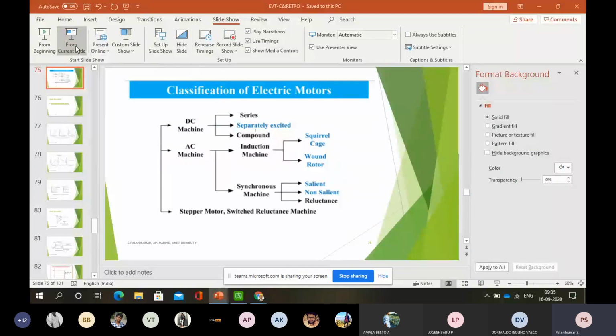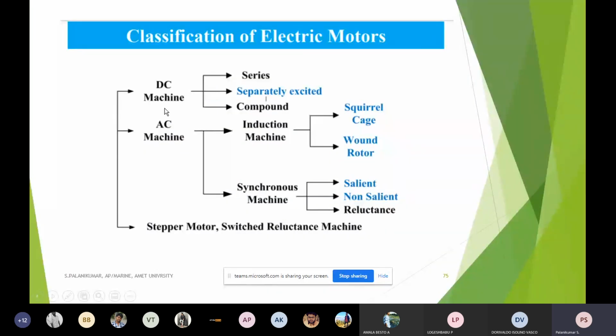Any clarification on this classification of electrical motors, you can feel free to ask now.